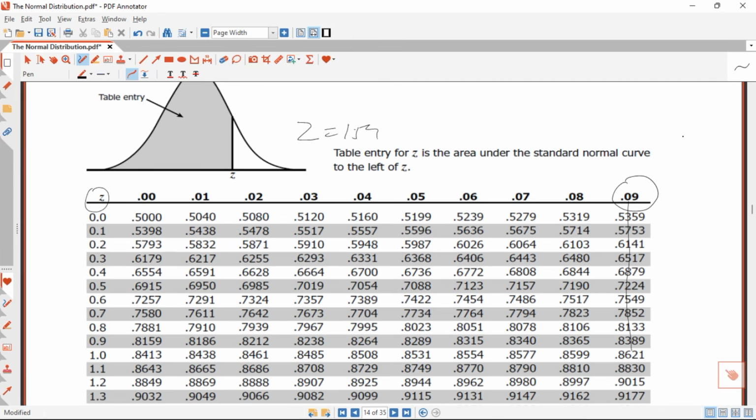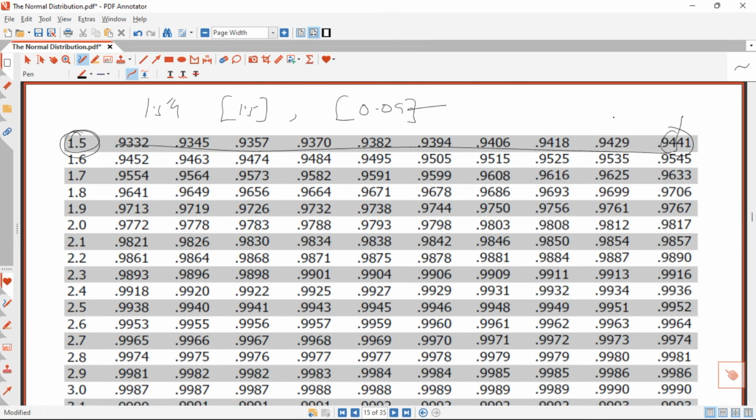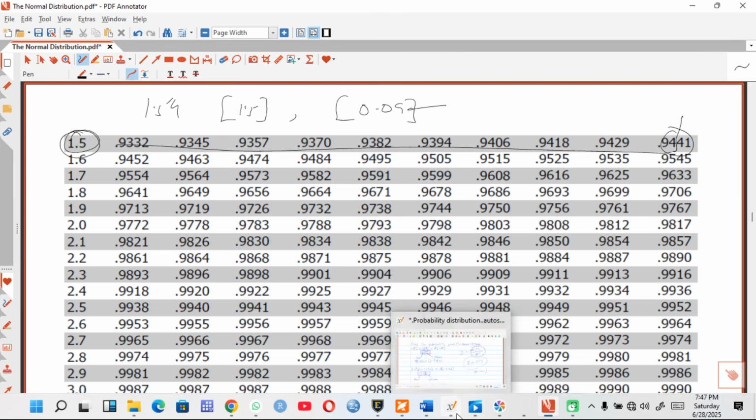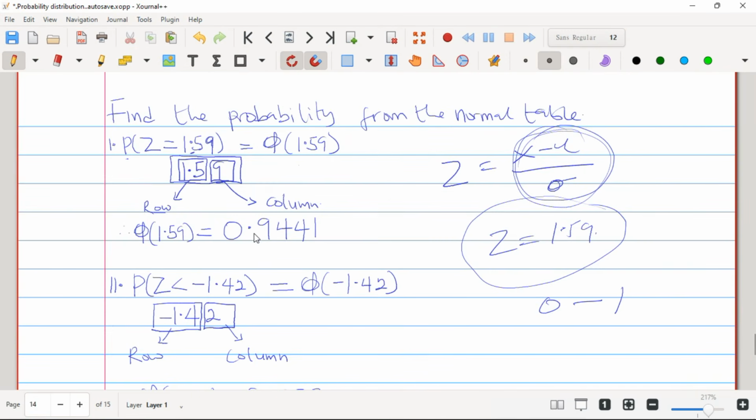0.9441. That is where the 1.59 you will get from the table. So you just group it into 2. The first 2 digits you will pick from the row section, and then the last digit, that's the 0.09, you will pick at the column section. You trace where these 2 numbers meet. That place will be our probability. So here we have our probability to be 0.9441. So that's how you can read from the normal distribution table.